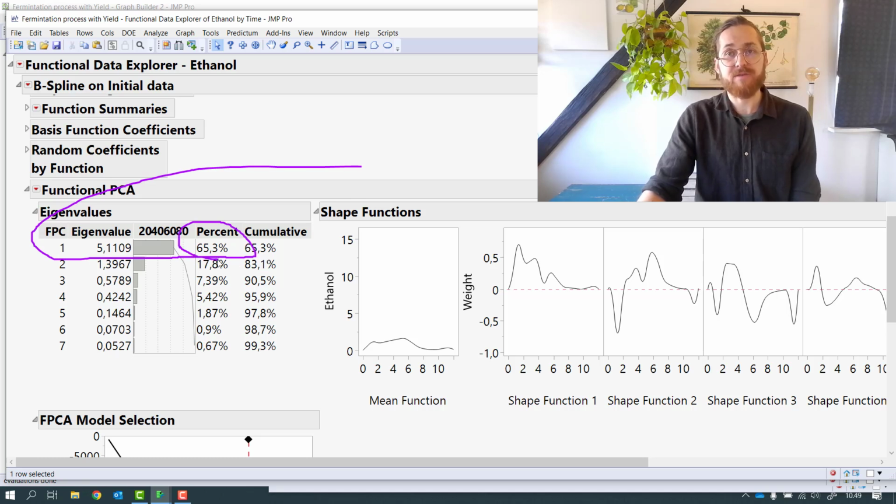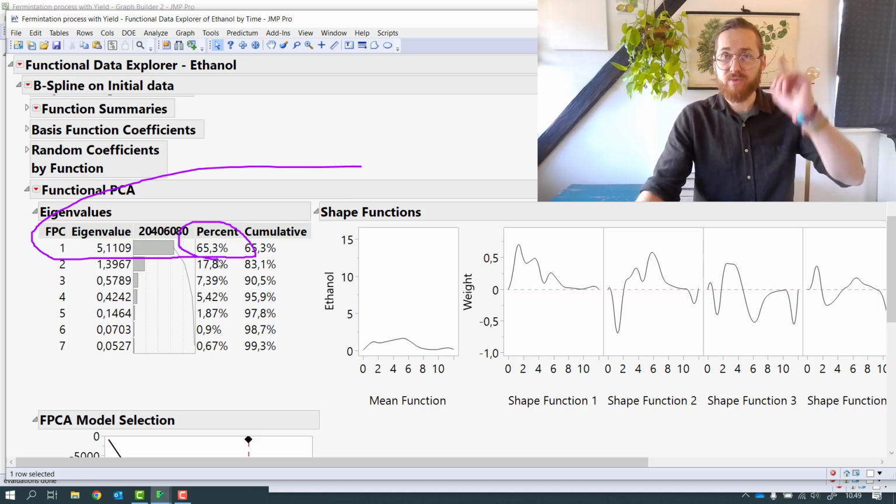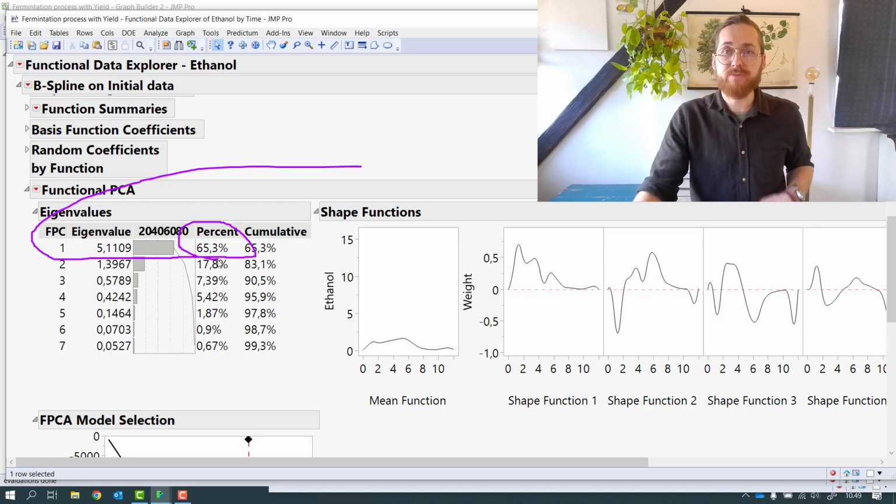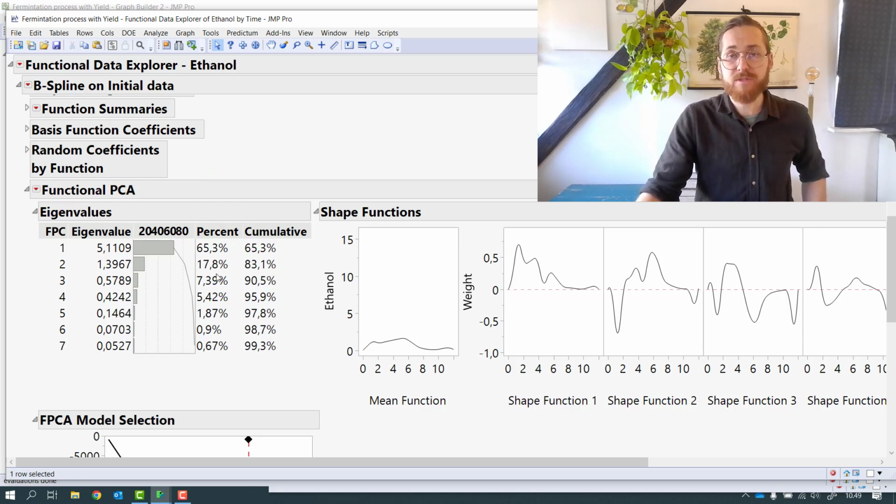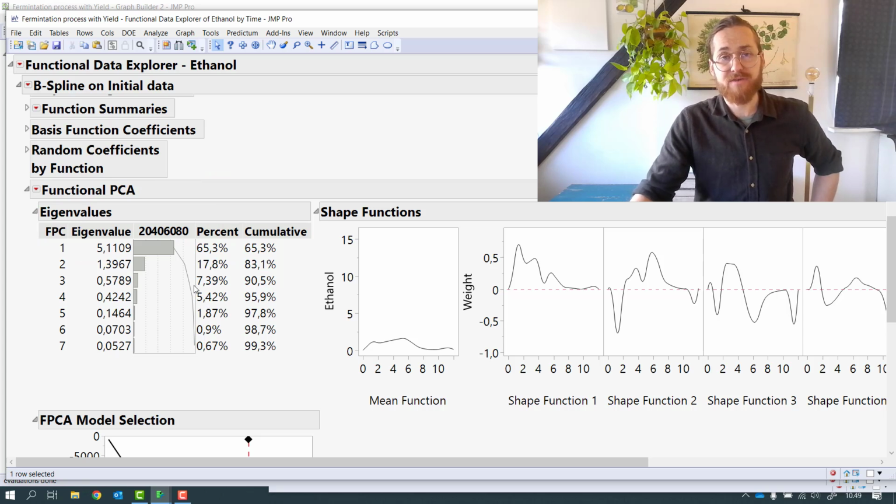Now in the first example, we just had that one component, but that's actually pretty uncommon. Normally we would have multiple components that explain the variation. But the first one here explains 65% of the variation. Next one about 18, then 8, then 5, then 1.